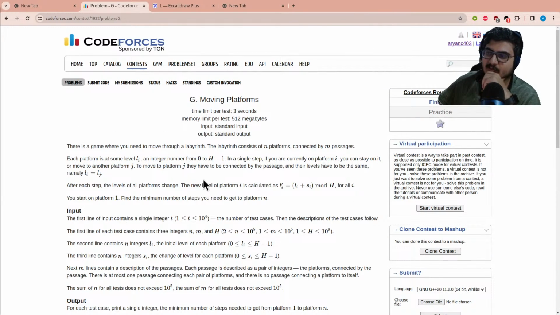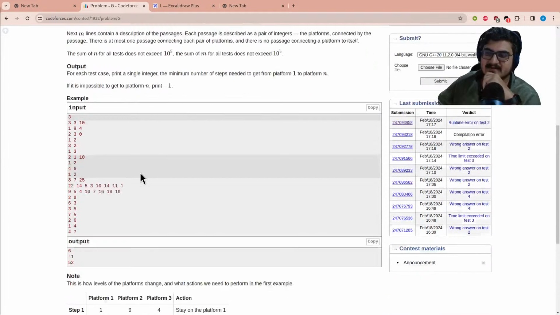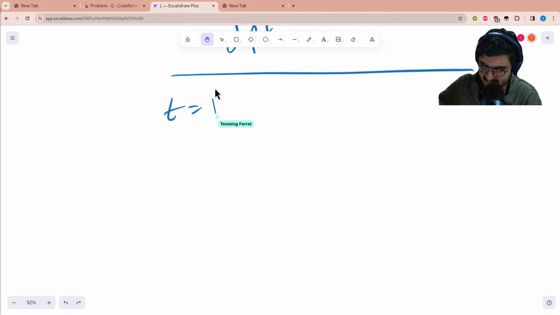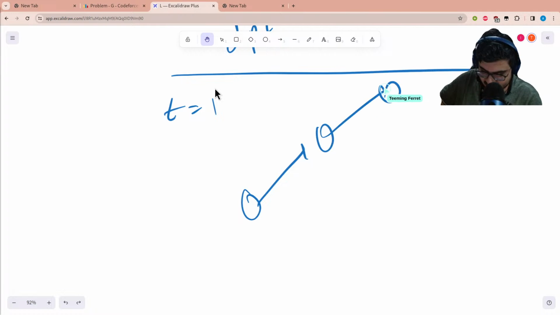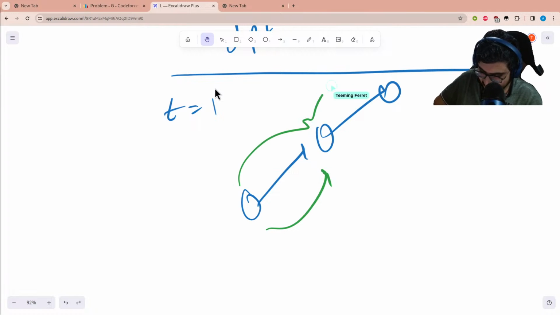One critical thing to note over here is that you can only jump one platform at a time. Let's say there are 3 platforms at the same level and they are indirectly connected, then in 1 second you can only jump once over here. You cannot jump 2 times.